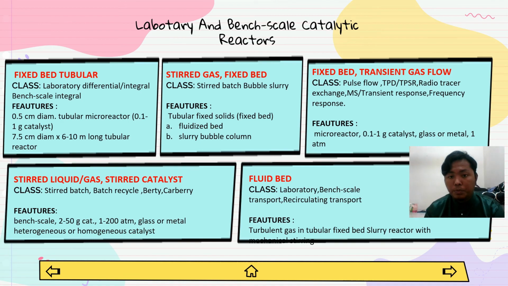Okay, featuring for this apparatus is it has a microreactor that can detect 0.1 until 1 gram of catalyst, which is the glass or metal, or etc. Okay, next we have stirred liquid gas or stirred catalyst.